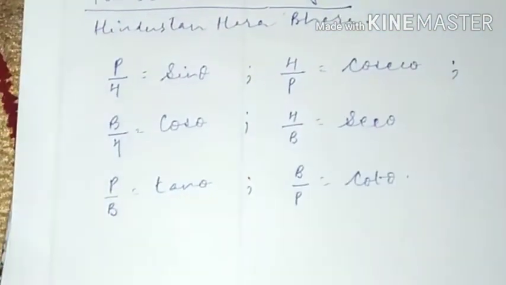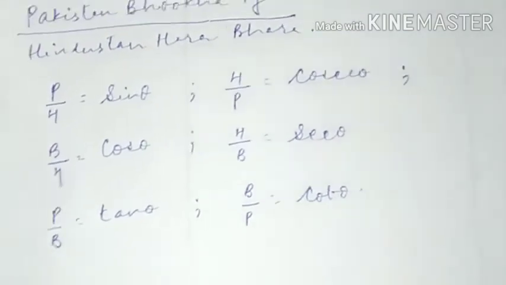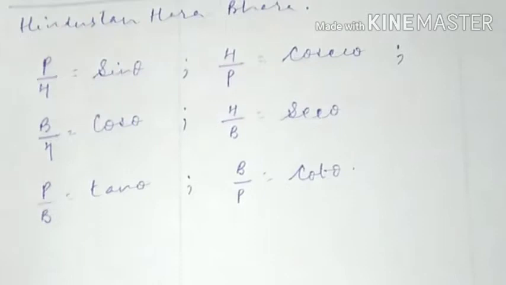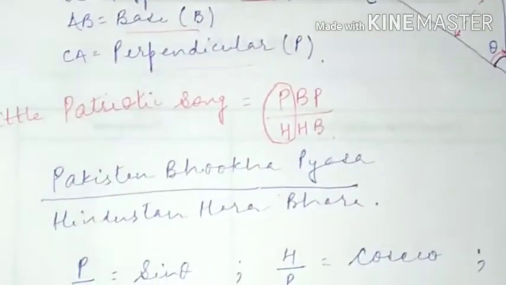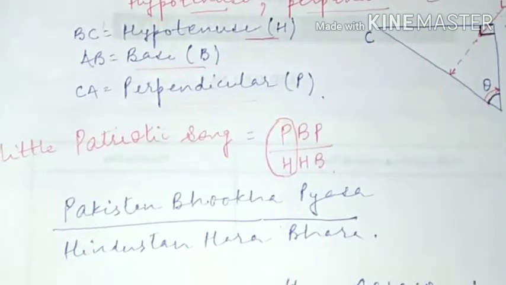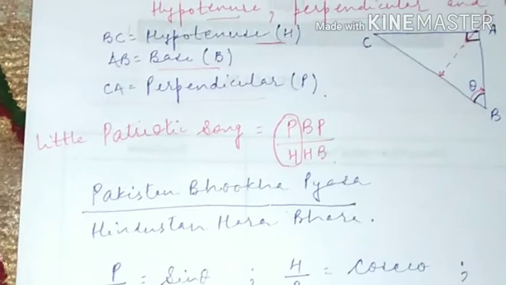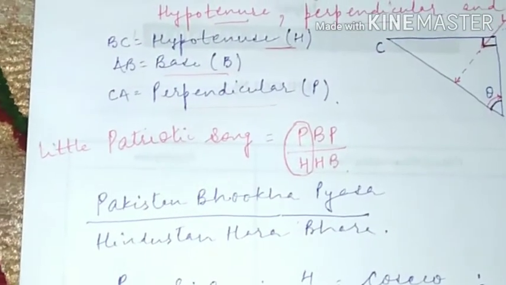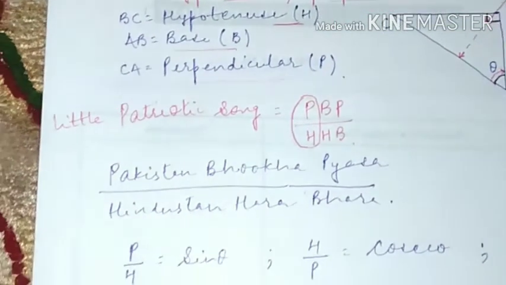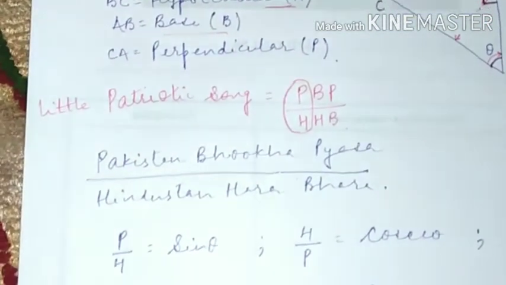So if we know P upon H is equal to sine theta, then what should be the formula of cosec theta? That is equal to H upon P. H upon P is nothing but hypotenuse upon perpendicular, which we have already studied in this video as well, that we have used an acronym H for hypotenuse, B for base, and P for perpendicular, right?